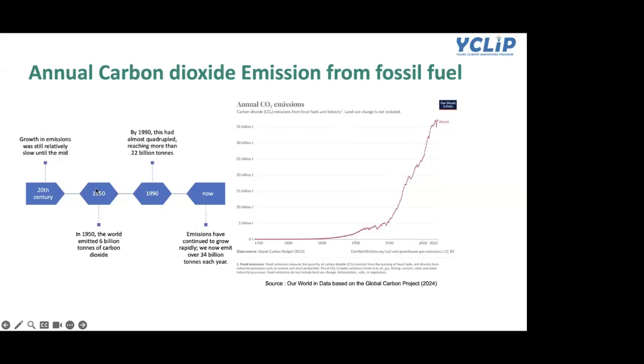So in 40 years, we reached 22 billion tons. Now we emit 34 billion every year. And this is a matter of concern. And this is only from fossil fuel. This is only carbon dioxide from fossil fuel.